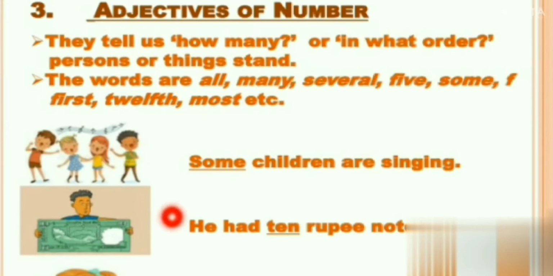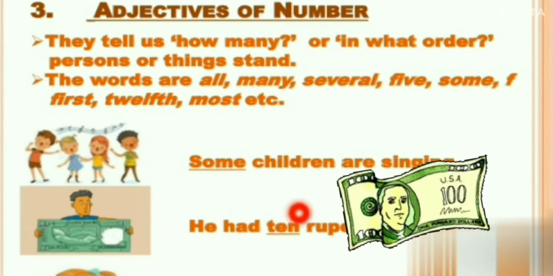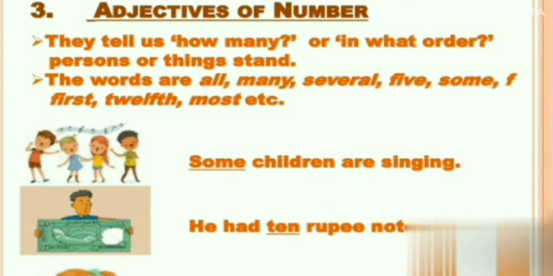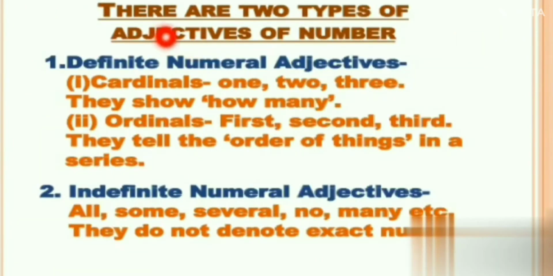Second example, he had 10 rupee note. Now 10 is a number modifying rupee. And next one, she secured first position. Now first is modifying position. Now you have to keep in your mind that there are 2 types of adjectives of number. Number 1, definite numeral adjectives. Number 1, cardinal.